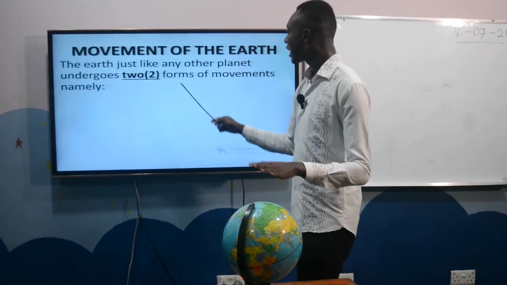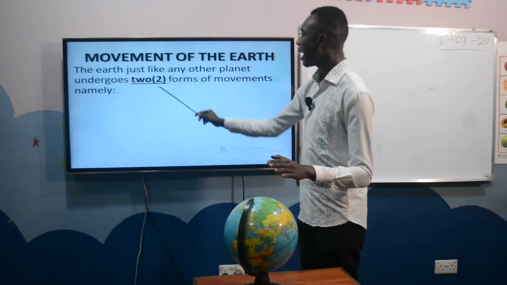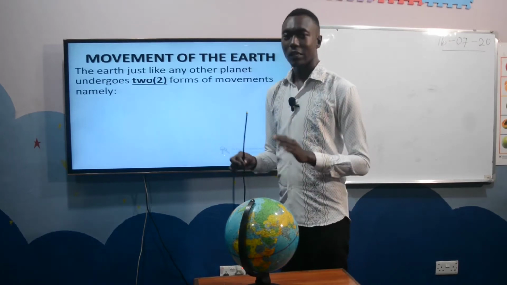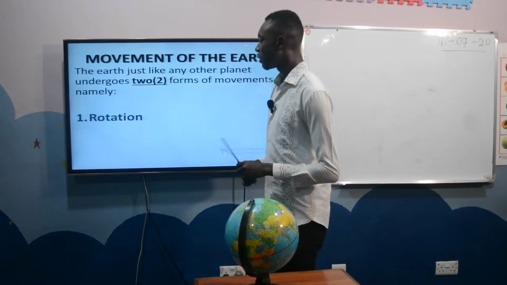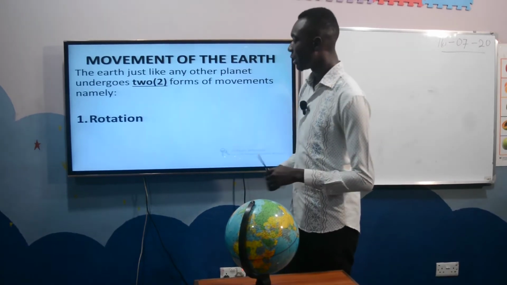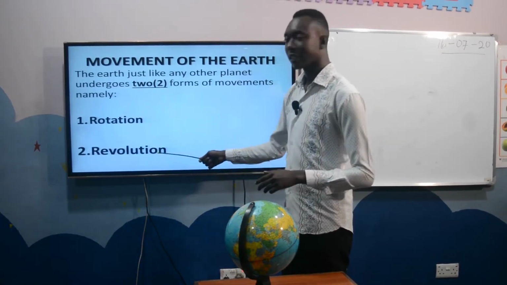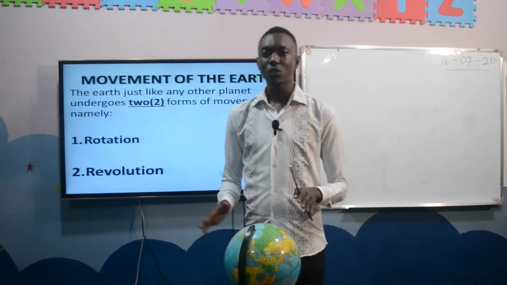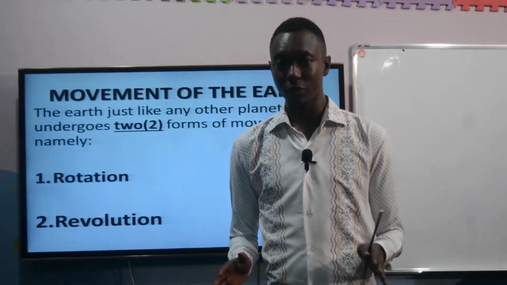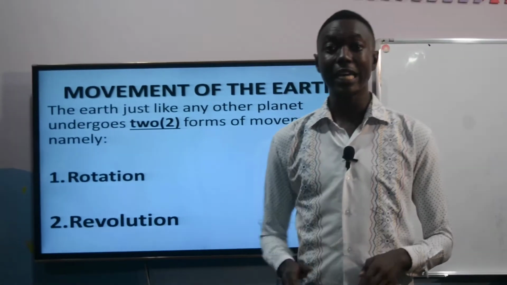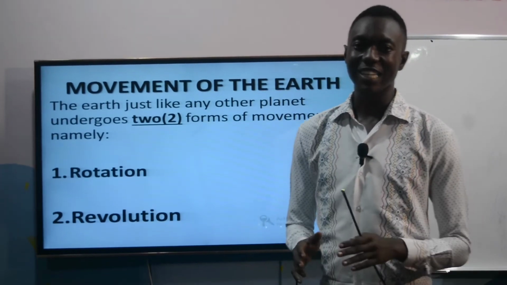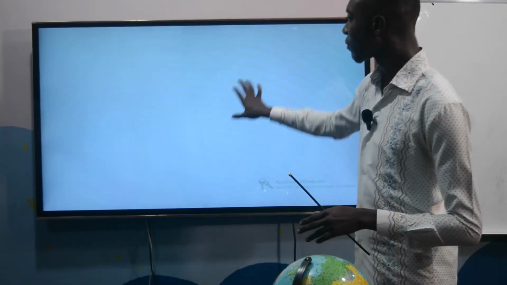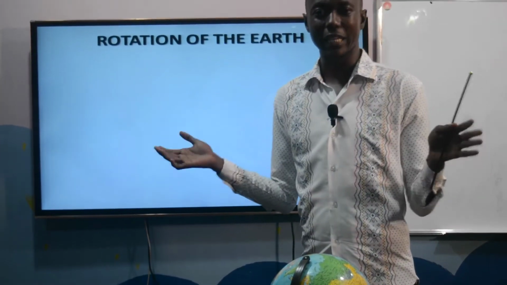The earth, just like any other planet, undergoes two forms of movement, namely rotation and revolution. What I'm trying to put across is that the earth has two ways by which it moves, just like any other planet. One is rotation and the other one is called revolution. All right? Good. What is rotation of the earth?